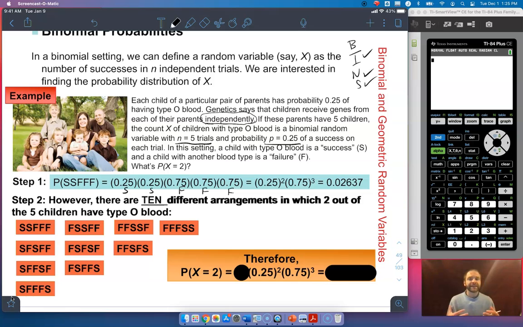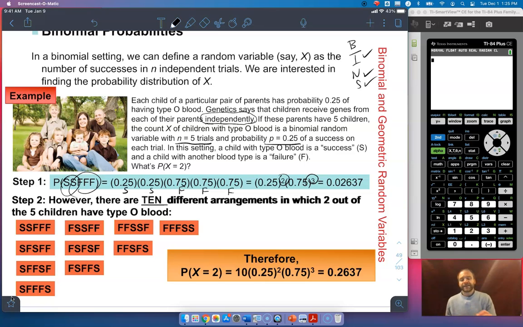So that's where we get the 0.75. If success is 0.25, failure is 1 minus that, so it's 0.75. And so I have 2 successes, so 0.25 squared. I have 3 failures, 0.75 cubed. But I have 10 arrangements of those. We see it off to the side, so really I have 10 times that, which will give me 0.2637. That's the answer in this case.